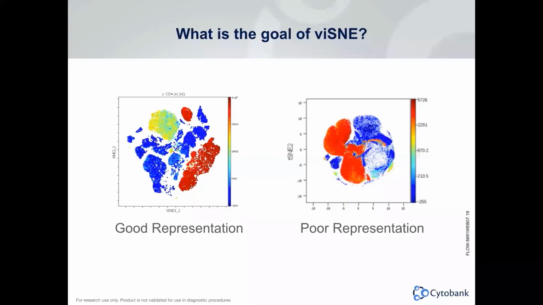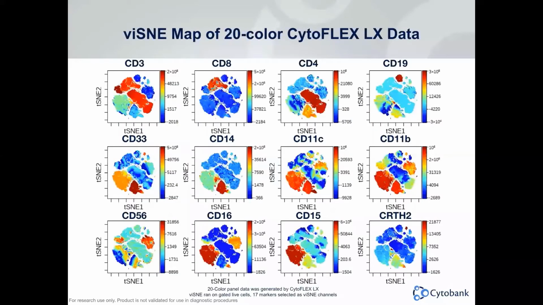Here is an example showing what the viSNE map looks like for 20-color CytoFLEX LX data. The viSNE is run on gated live cells, and then 17 markers were selected as the viSNE channels. You can see this is one file, and each map represents a channel expression on that particular map. So on the first map here, we are viewing the CD3 channel.